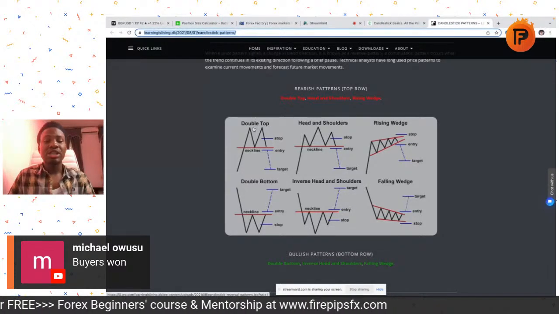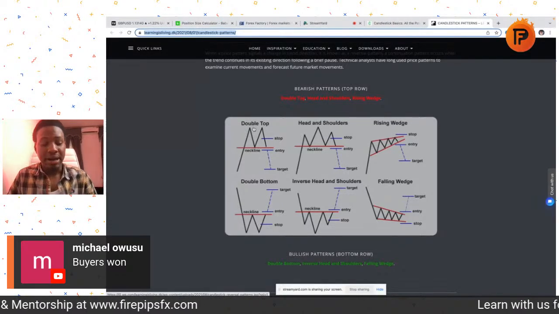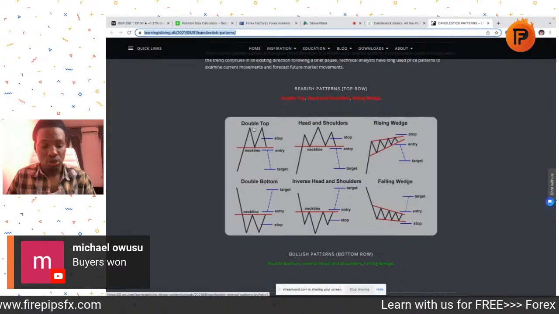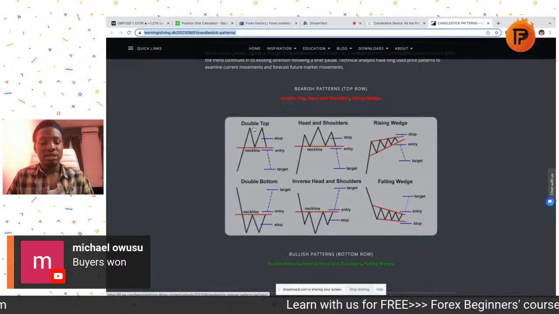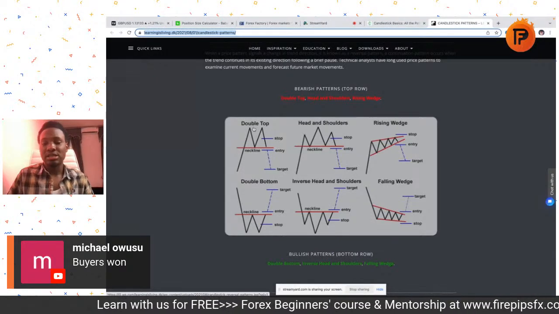So each time you see a head and shoulder, you have to cross-check. Is there a demand zone right here? Is there a supply zone, or is there a turncoat right here? Are there other reasons corroborating me selling at this point? These are the things that you have to check.